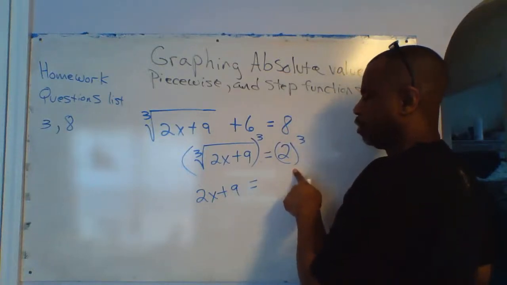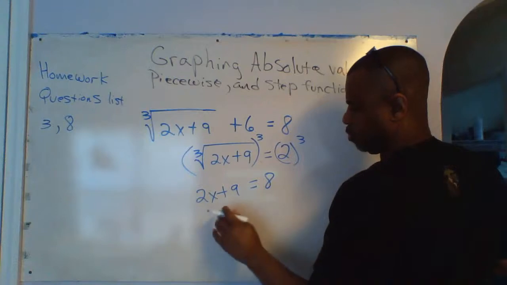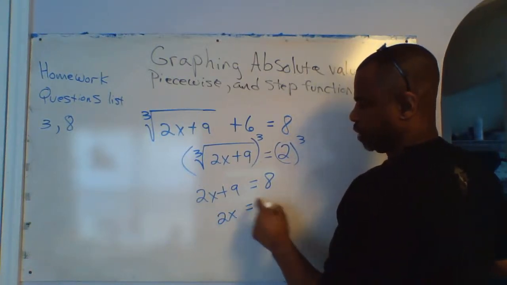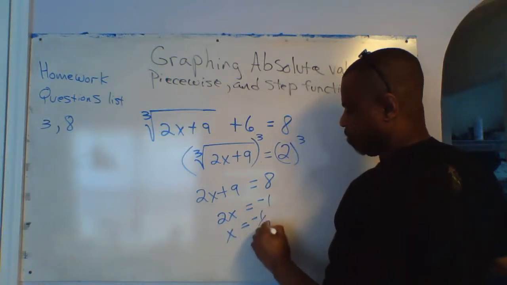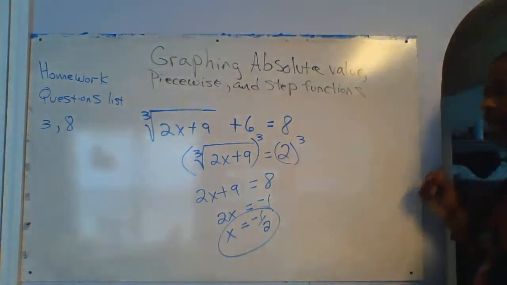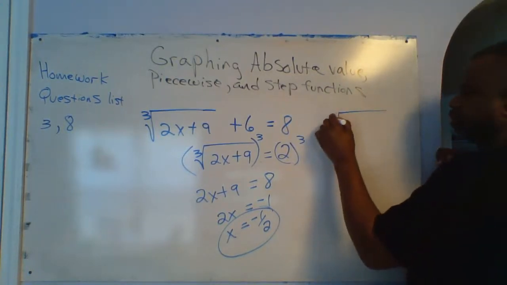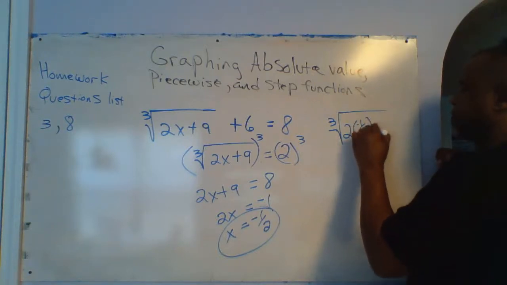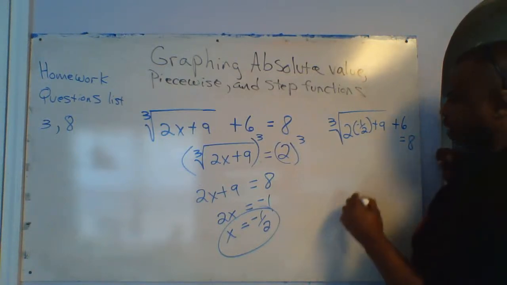And we know 2 to the third is 8. So now we simply go into 2 steps. We got 2x equals negative 1, so x is equal to negative 1/2. But remember, we have to check in the original problem to see if it works. So we do the cube root of 2 times negative 1/2 plus 9, plus 6, and it should equal 8.